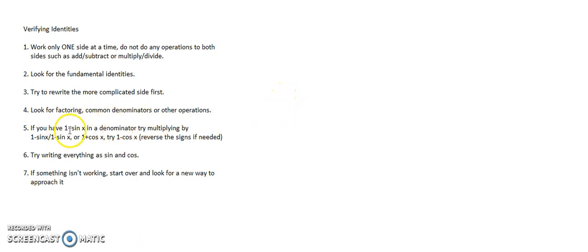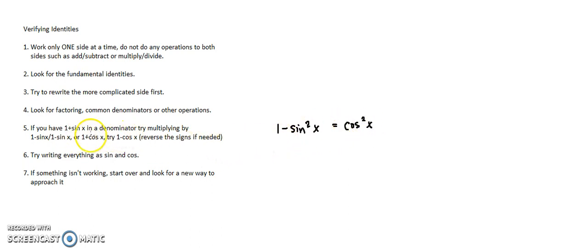If you have 1 plus sine, try multiplying by 1 minus sine over 1 minus sine. That's 1, so you're not changing anything. That'll give you 1 minus sine squared because of the difference of two squares. And then that is equal to cosine squared. So that gives you something to work with there.